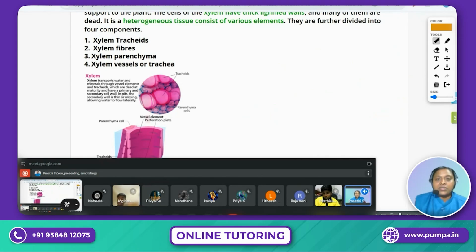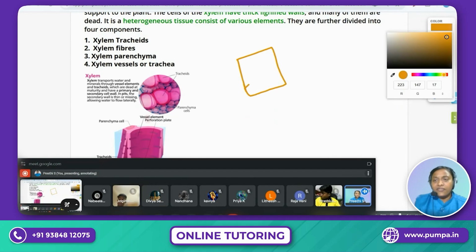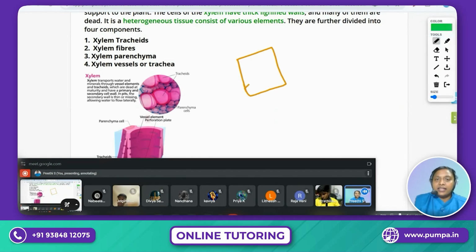We will see. Just imagine this is a plant cell. What is the outermost part of the plant cell? Is that a cell wall or a cytoplasm? I want each one of your answers. Is that a cell wall? Yes, everyone.